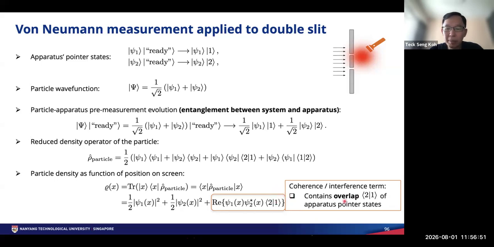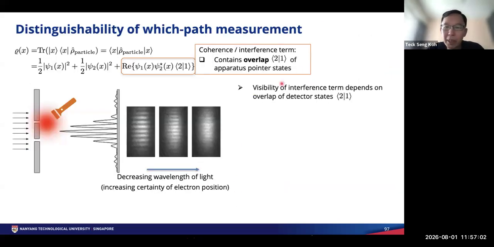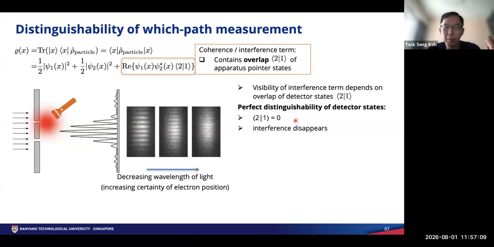So if this term called the overlap of the apparatus pointer states is non-zero, then you still get interference on your screen. So what does that mean? The visibility of the interference term depends on the overlap of the detector states. If you're able to perfectly distinguish whether the particle was here or here, because you increase the certainty of your electron position, then interference disappears because the overlap becomes orthogonal.